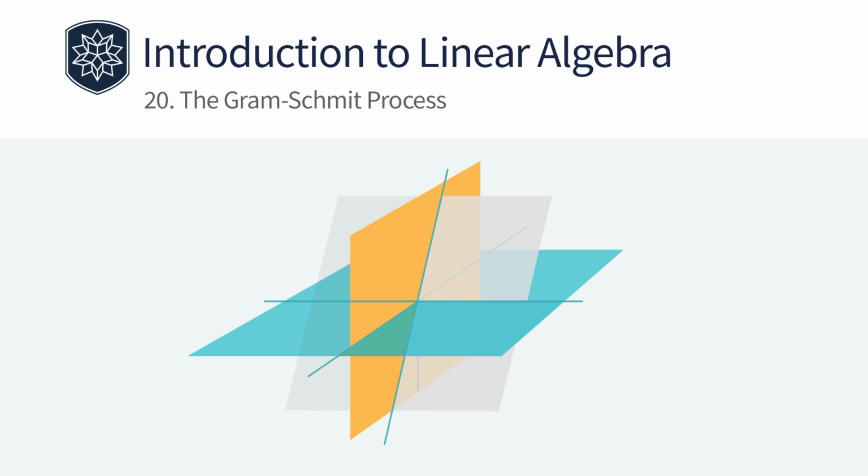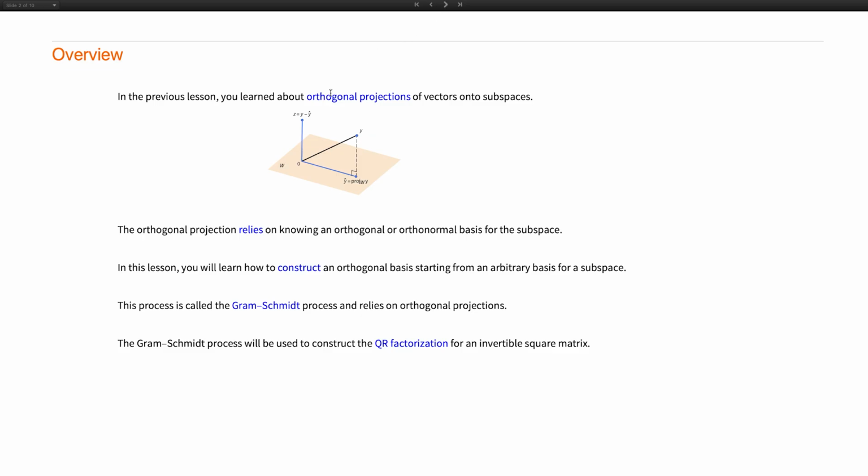Hello, the topic for this lesson is the Gram-Schmidt process. So let's begin with a brief overview of the lesson. In the previous lesson, we talked about the orthogonal projection of a vector along a subspace.